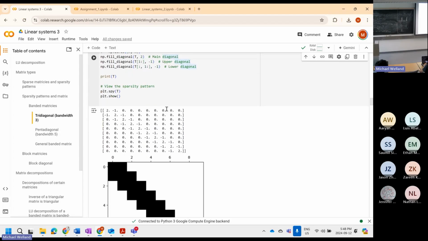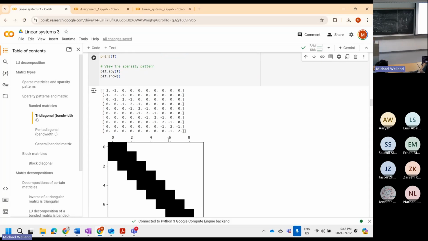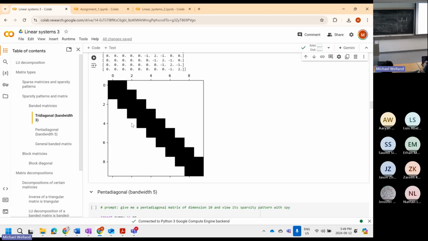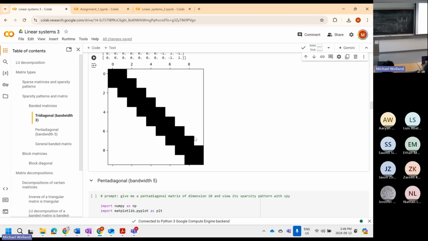Great. I don't believe it unless I can see it. Personally, I'm stubborn, right? Here is the dense matrix, and you can see main diagonal 2, off diagonals are -1 on both sides. Let's look at the sparsity pattern. Nice little matplotlib function here. Spy T gives me this. This is a tridiagonal matrix. Okay.